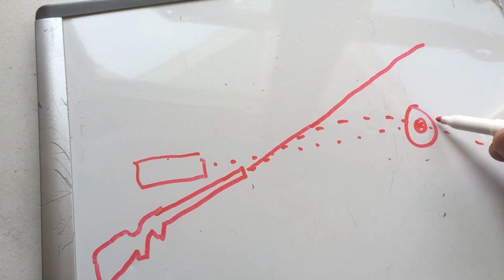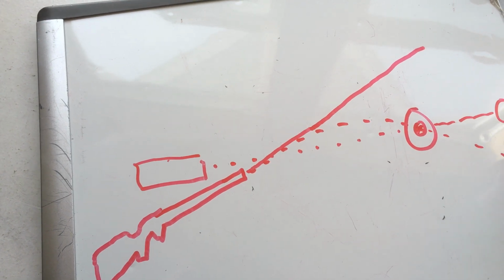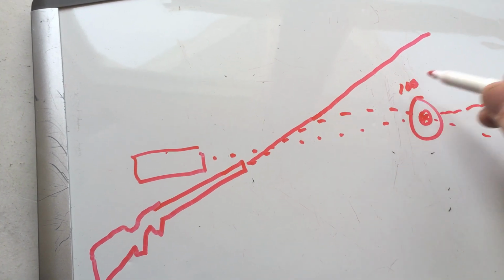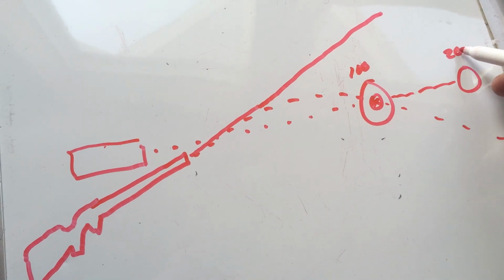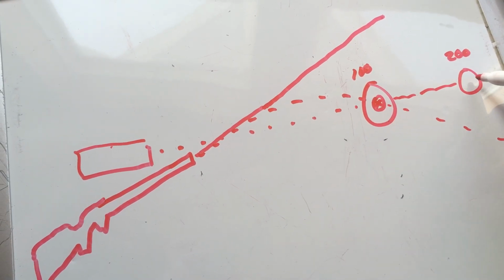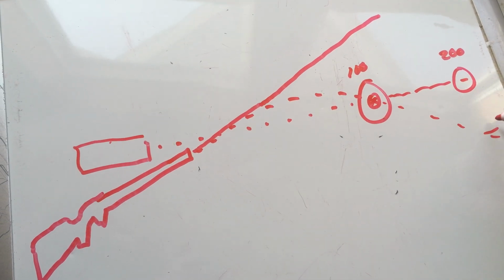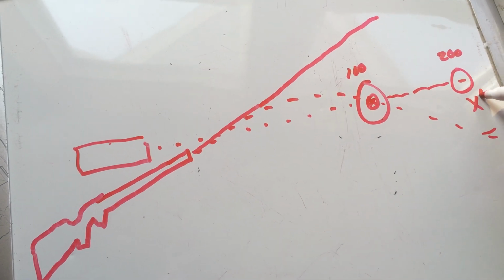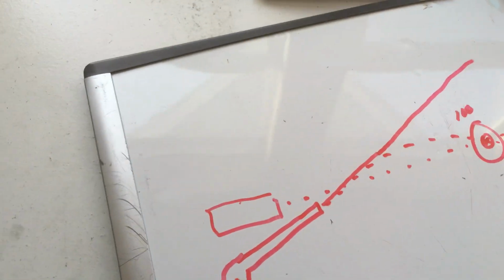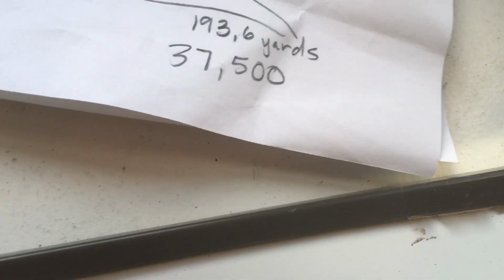So we can also get measurements at different distances. If this is 100 yards and this is 200 yards, we know that the difference between the center of our line of sight and the path of the bullet is going to be X amount of inches. All right, so I'll wipe all that off real quick. In this particular question, I'm going to do this in yards.